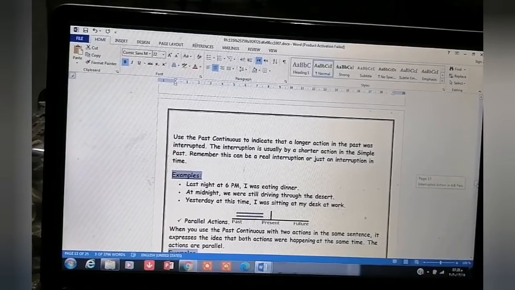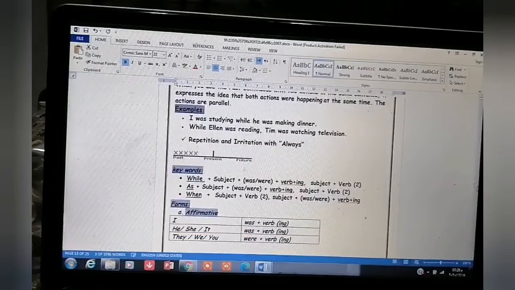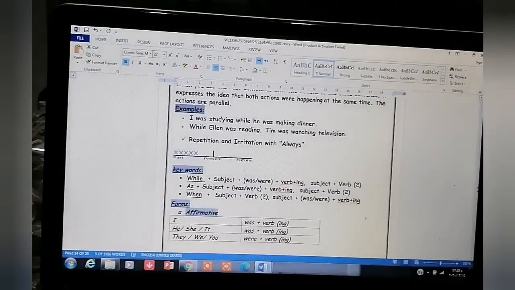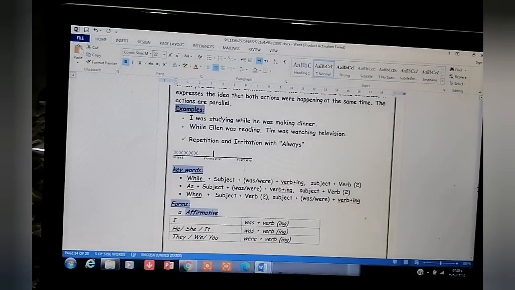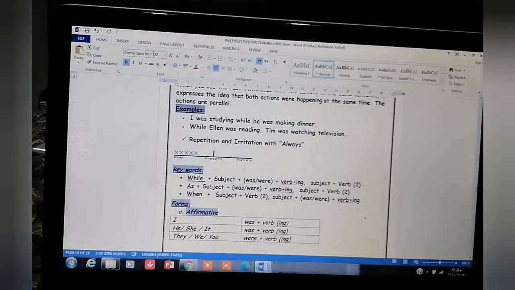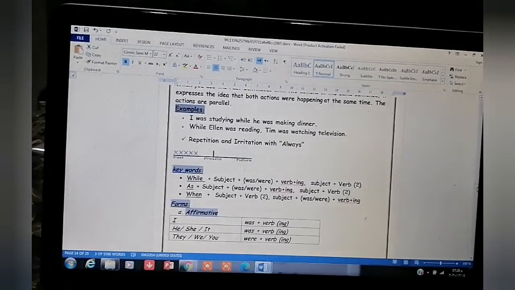Look at the examples. We have: I was studying while he was making dinner. While Ellen was reading, Tim was watching TV. Look at this one. We have only a comma between the two clauses, okay?